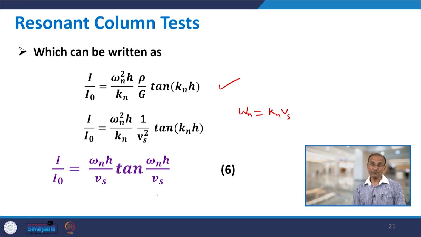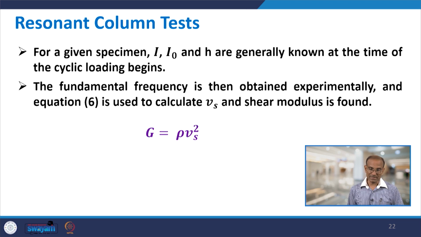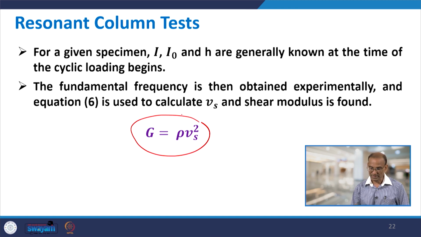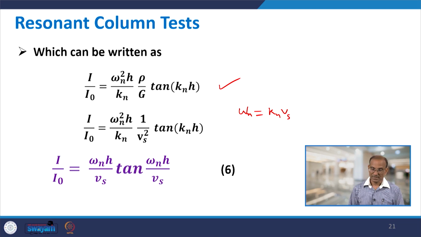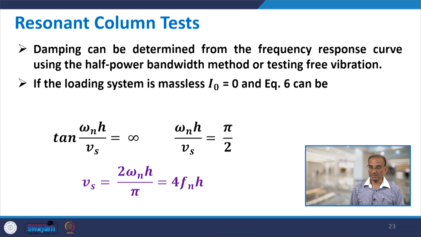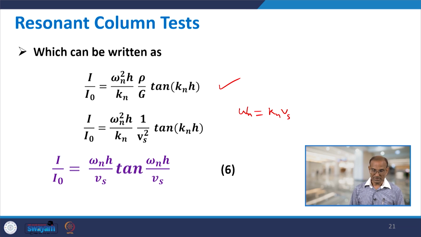Now, the mass polar moment of inertia at the base, I naught, and h are generally known for a given specimen at the time of cyclic loading, and the fundamental frequency is obtained experimentally. Then the value of Vs can be calculated, and once Vs is known, the shear modulus can be calculated. But before that, how do we use equation 6? For equation 6, consider the condition when I naught equal to 0 in this equation.